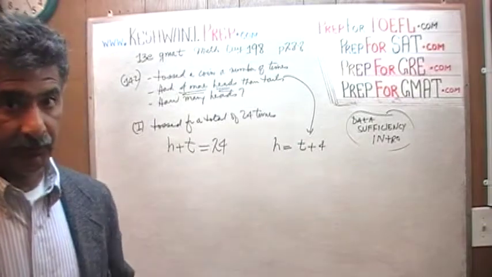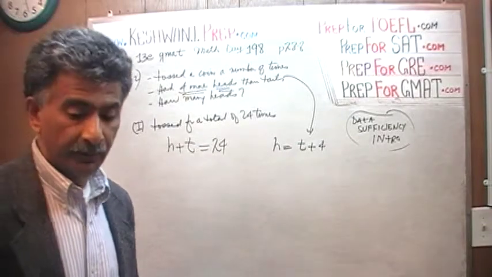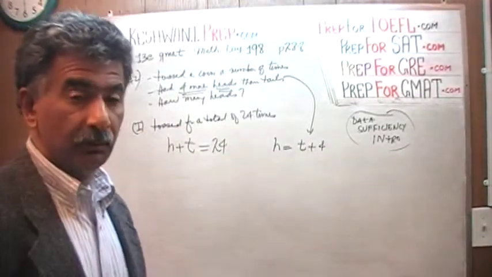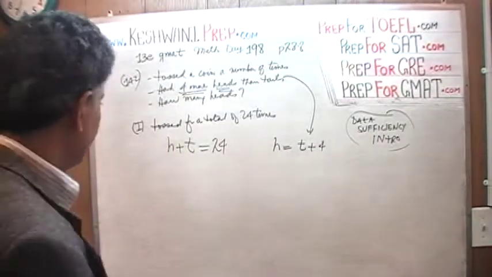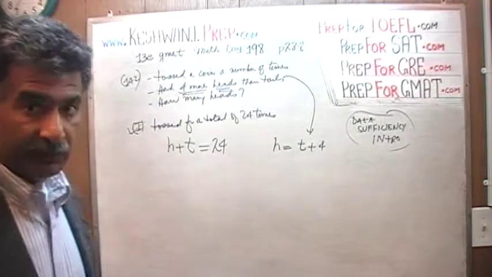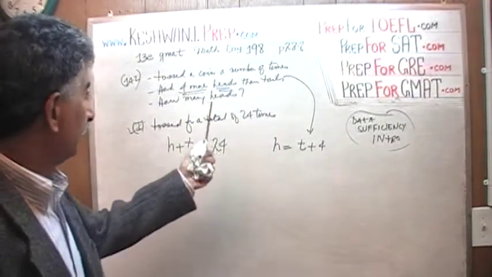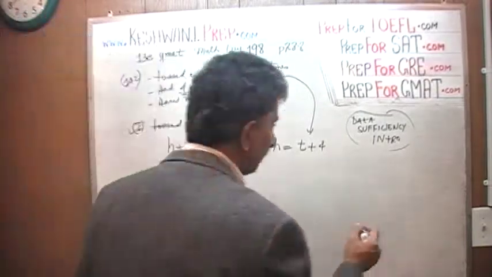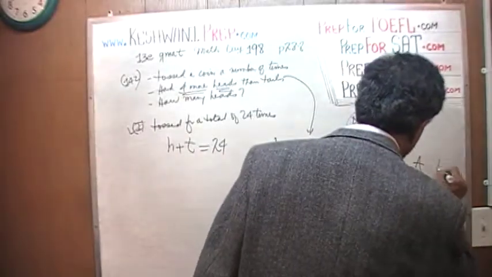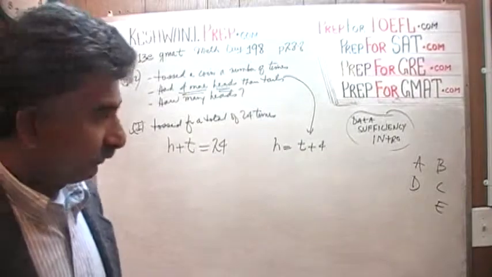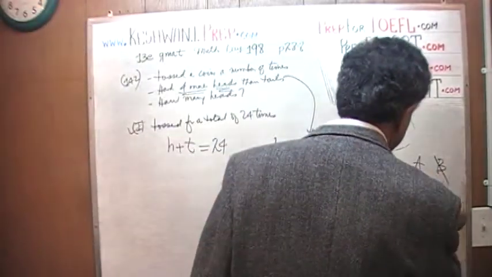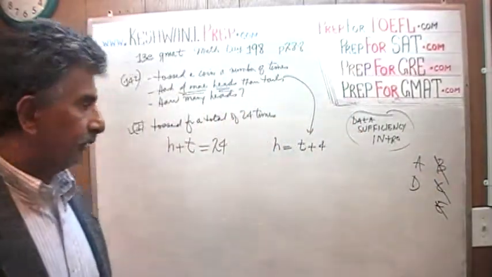In the real exam we're not going to be foolish enough to actually sit there and solve for t and h. We simply would realize that it is doable. Since the first statement by itself will allow us to solve for t and h, we'll be able to tell how many heads we had. And therefore the first statement by itself is sufficient. A, D, B, C, E. Because the first statement by itself is sufficient, we know the answer cannot be B, C or D. It would have to be either A or D.